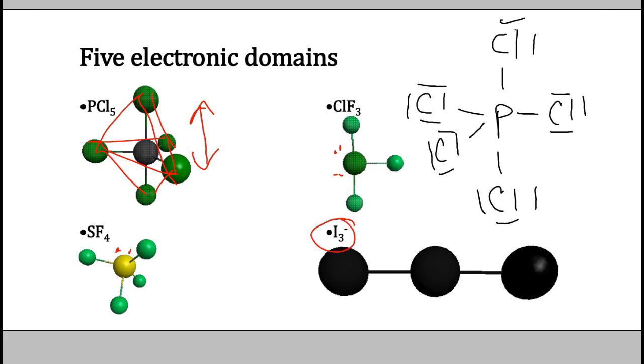And then I would really recommend drawing out the Lewis structure here for I3-. Make sure that the terminal iodines here follow the octet rule. Your central iodine is going to have an expanded octet. But make sure you can draw all those. Try to visualize what these look like in 3 dimensions.